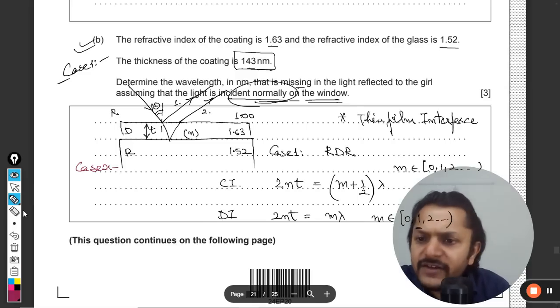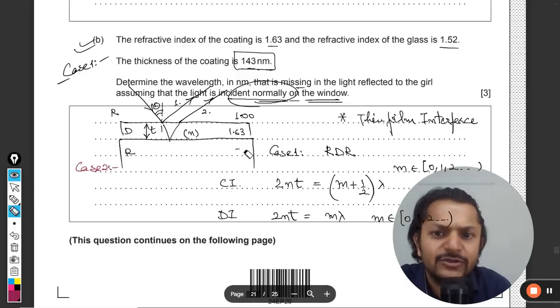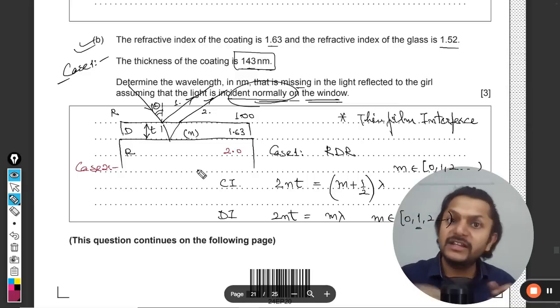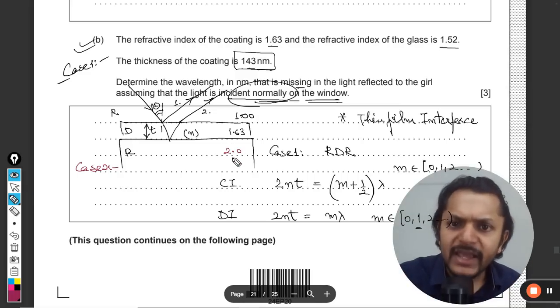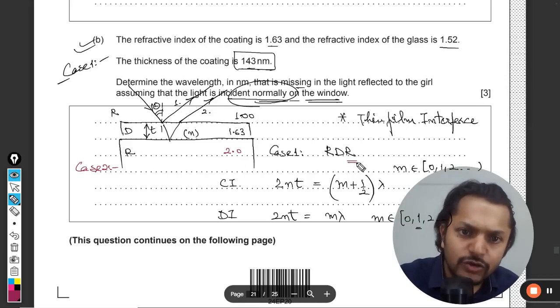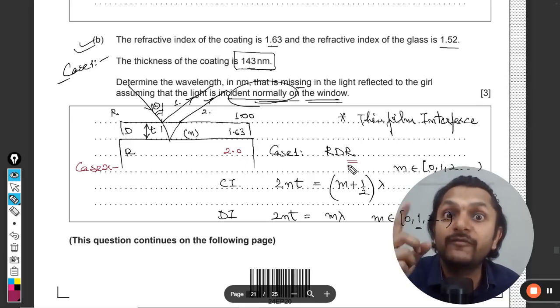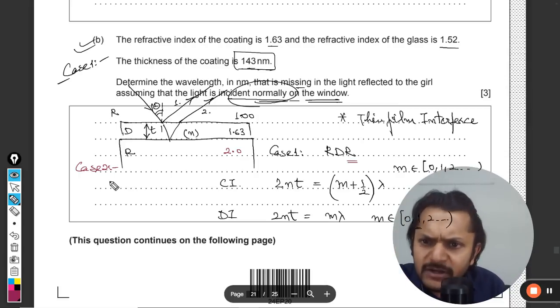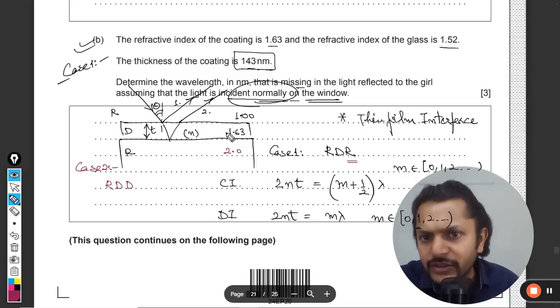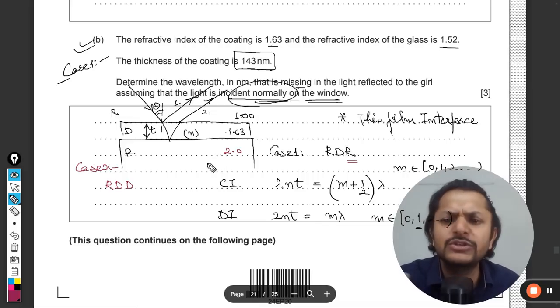Let us say the refractive index of this is not 1.5, it is 2.0. Now, in this case, the refractive index here is not rarer. So this should be rarer, but it is not rarer with respect to the coating. So this becomes rarer and then denser and then denser. So for this, it is denser here. That is why I'm using RDD.